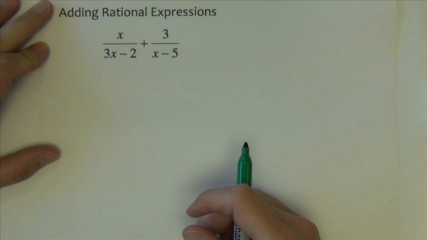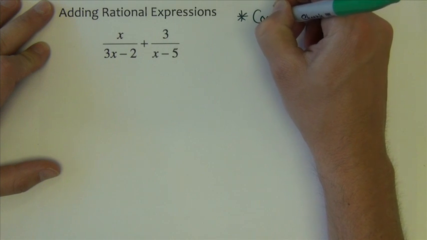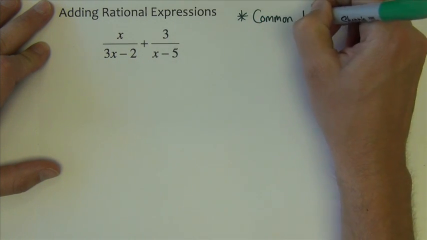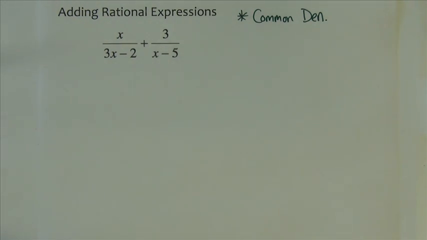Hey, now we're going to look at how we can add and subtract fractions. In order to add and subtract fractions, they must have a common denominator. If they don't have a common denominator, then you can't add or subtract them. So that's where I'm going to begin. I'm going to begin by trying to find this common denominator.